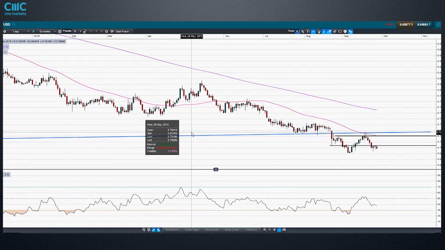When it's more choppy range conditions, it's kind of confusing for me to have that many moving averages on the screen. Moving average to me is helping you when there's a trend. When there's not a trend, you don't need it.